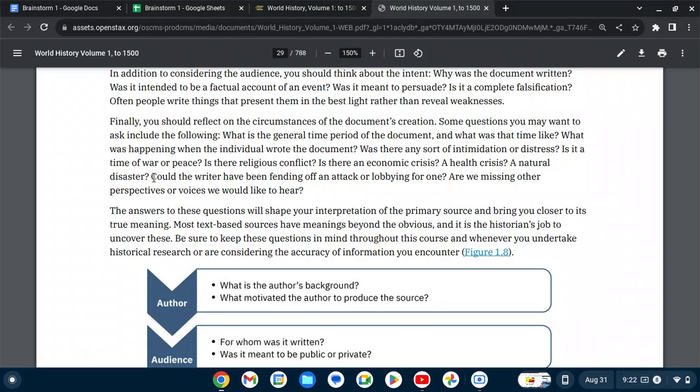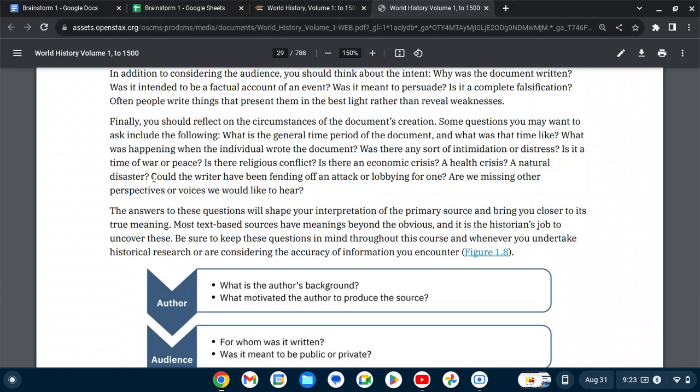Was it intended to be a factual account of an event? Was it meant to persuade? Is it a complete falsification? Often people write things that present them in the best light rather than reveal weaknesses. Finally, you should reflect on the circumstances of the document's creation.